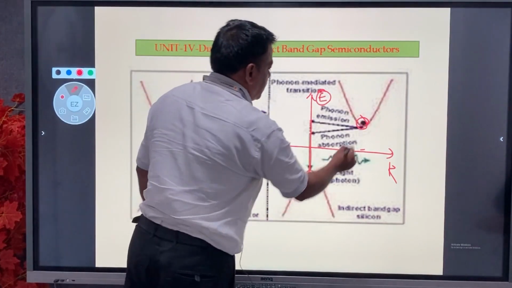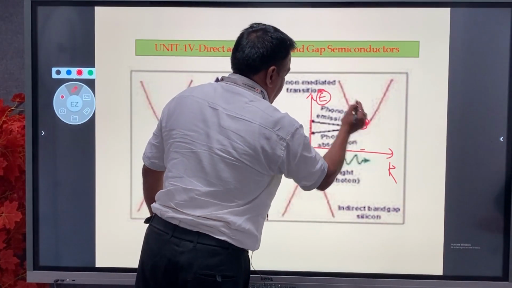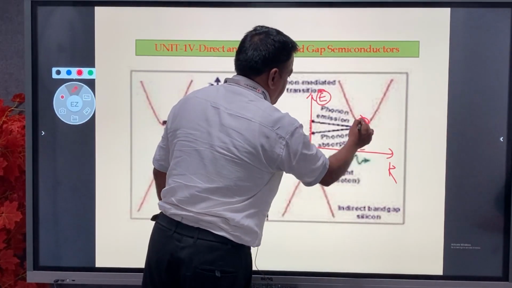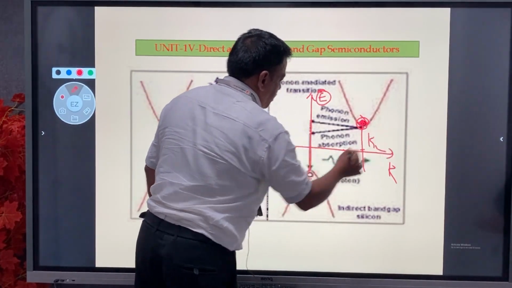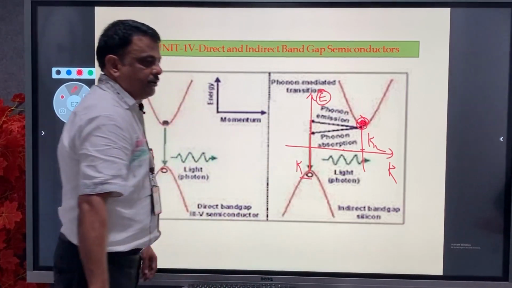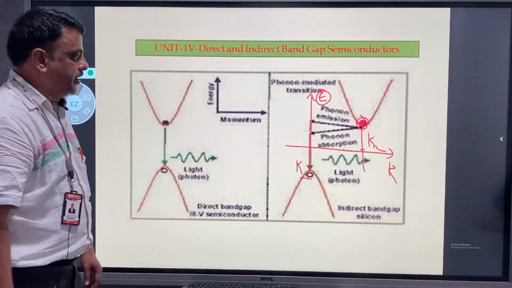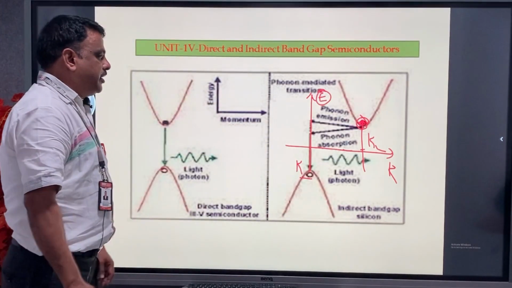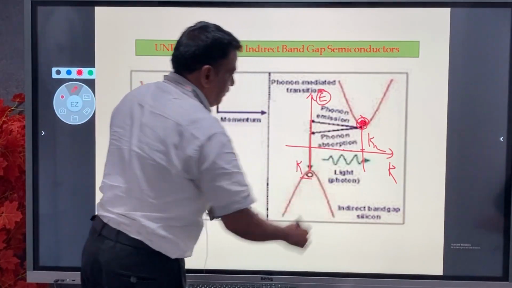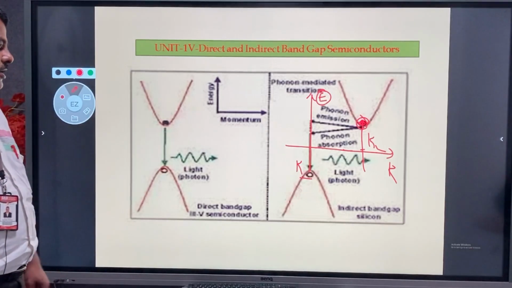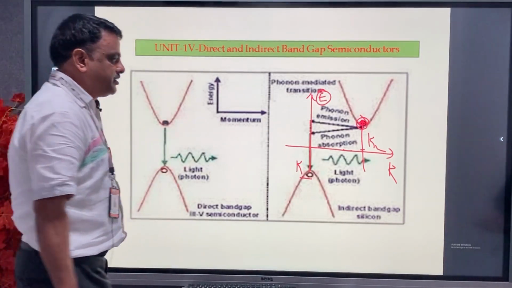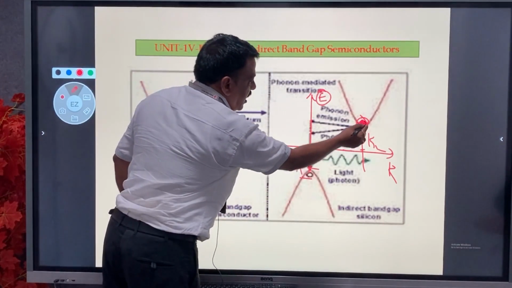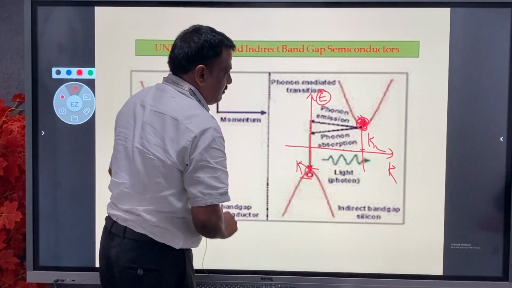Let us consider this electron in the conduction band and the hole in the valency band. Both have different momentum. Here this momentum is K2, here this momentum is K1. So both have different momentums and different energies. How do the electron and hole recombine? When the electron and hole recombine, two principles are conserved: one is energy and the other is momentum. Here both momentums are different, one higher and one lower.